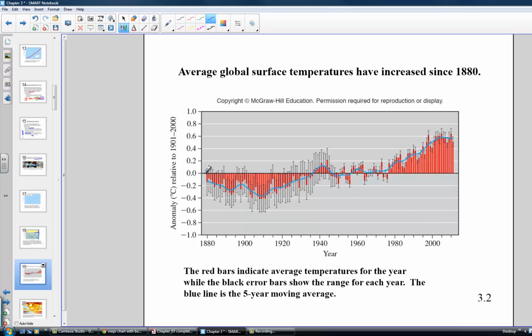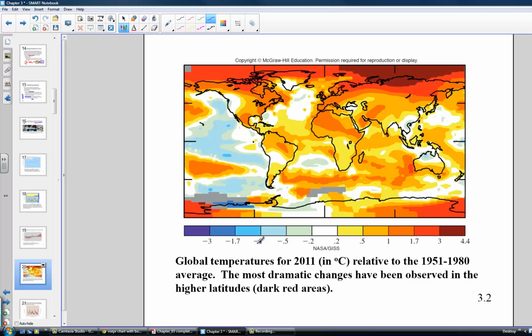Again, the red bar indicates average temperatures for the year, while the black bars show the range for the year. So again, the range from hot to cold, but these are overall averages. Look at year 2000, significantly higher, and this is probably 2010, even past, and compare that to the year 1880. We all agree there are natural cycles, but notice what happens when carbon dioxide levels begin to rise. The temperatures also rise. There is a direct correlation between CO2 levels and atmospheric temperature.